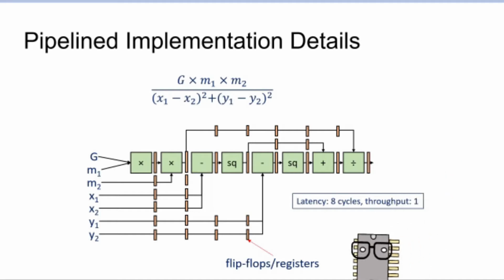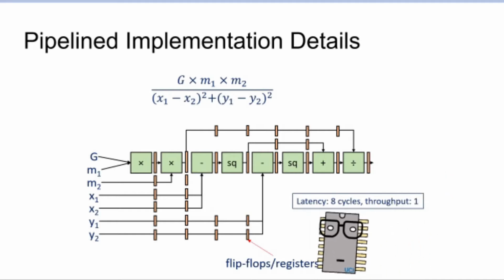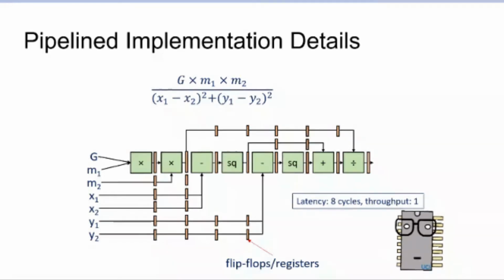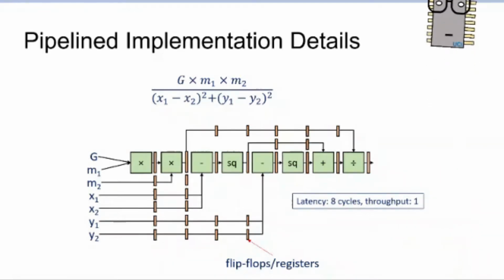So in this implementation, a computation will have a latency of 8 cycles, and a throughput of 1 result per cycle. So that's good.